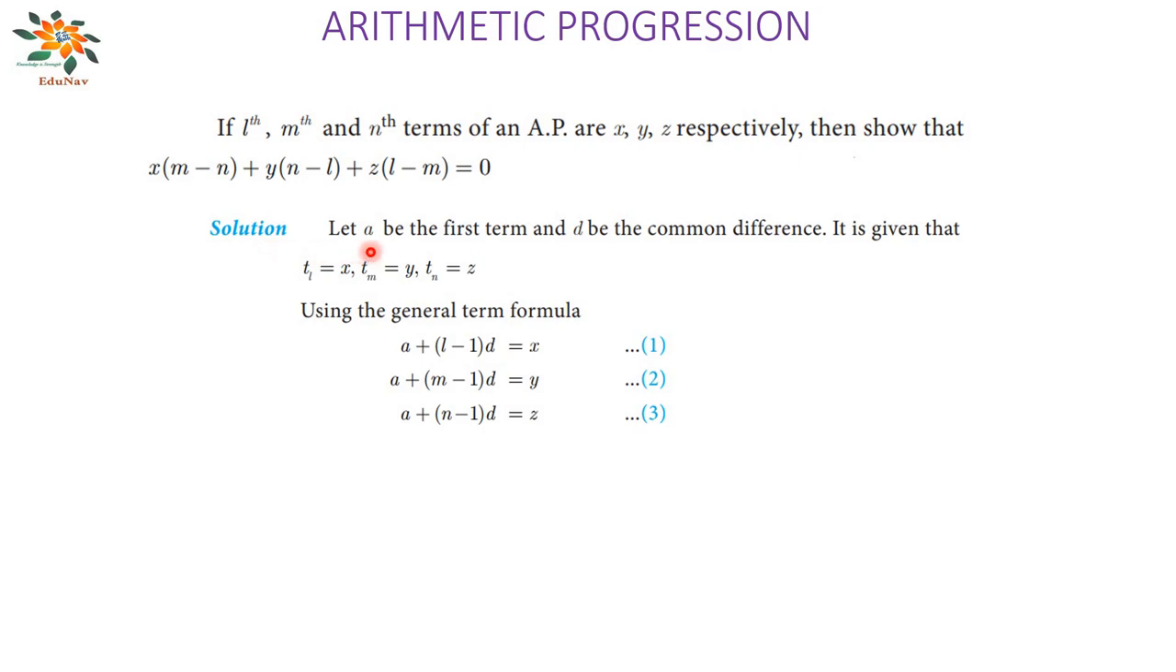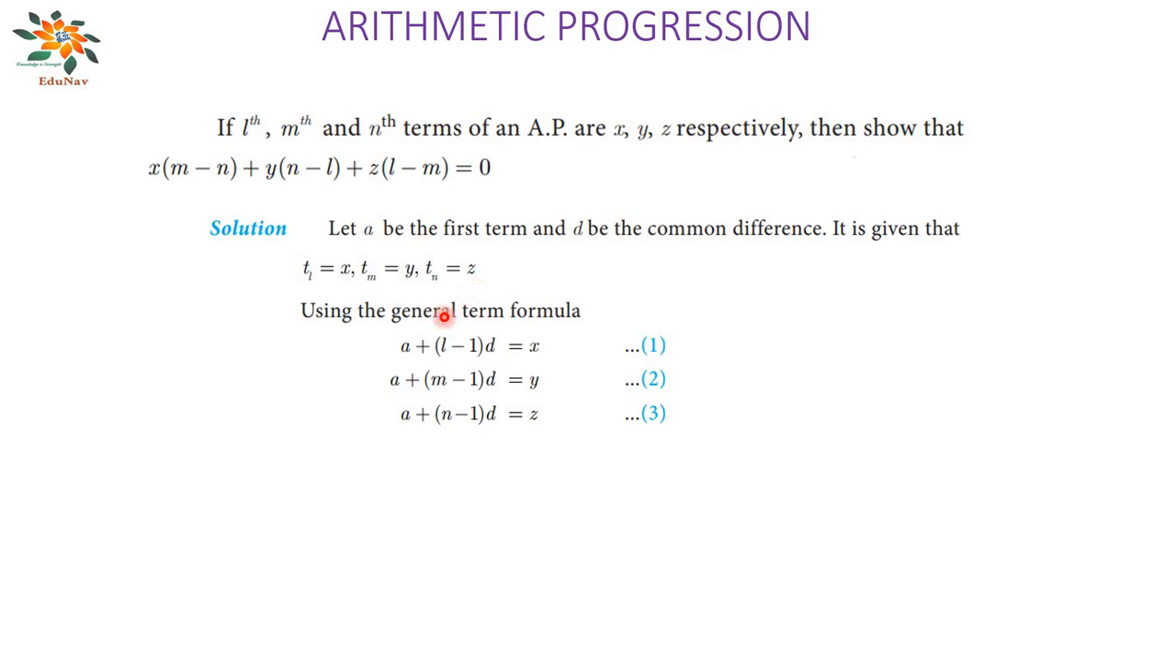Solution. Let a be the first term and d be the common difference. It is given that the lth term equals x, which means Tl equals x. Also, the mth term is y, which means Tm equals y. Also, the nth term equals z, that implies Tn equals z.